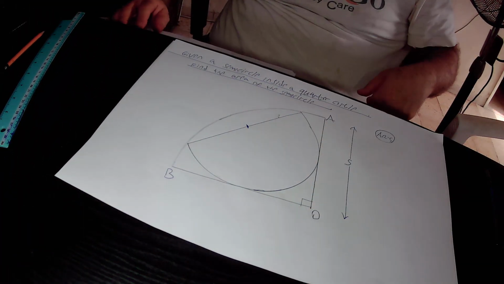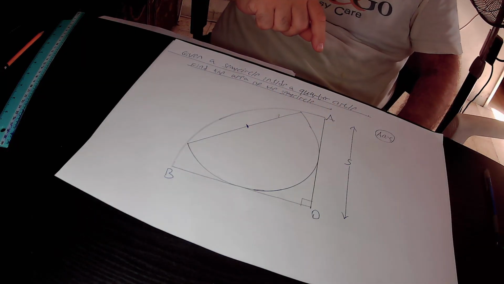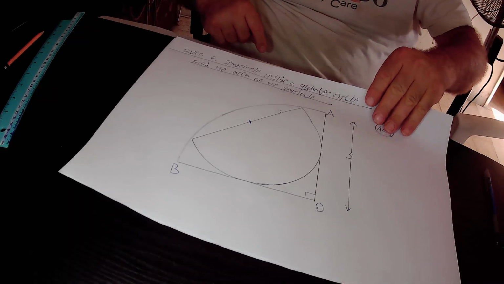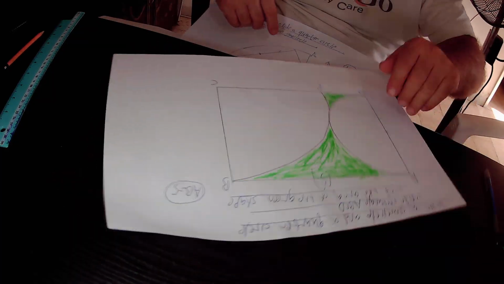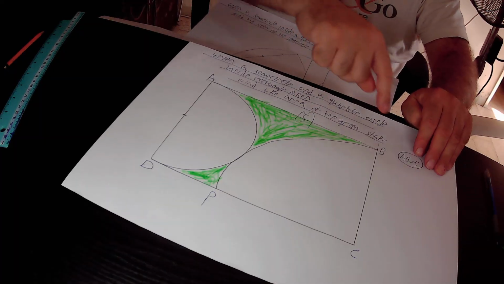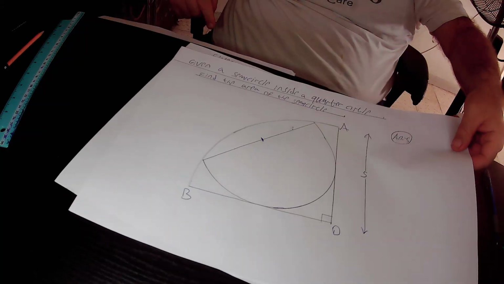Now, in this lecture, we'll answer two questions. In the first question, we'll find out the area of this semicircle that is inside quarter circle AOB. And in the second question, we'll find out the area of this green shape that is inside rectangle ABCD. So we'll start with the first question.